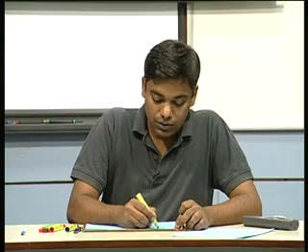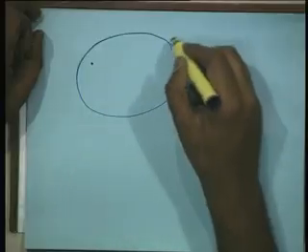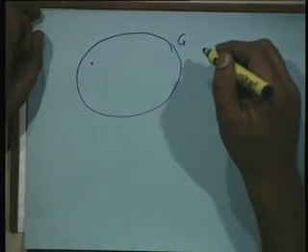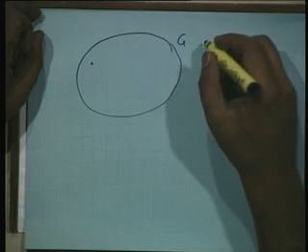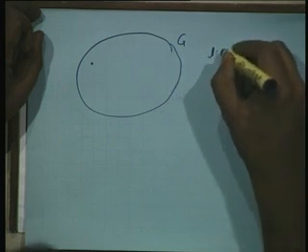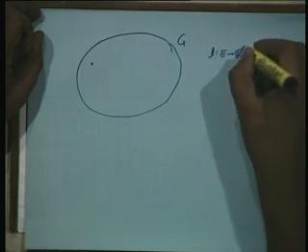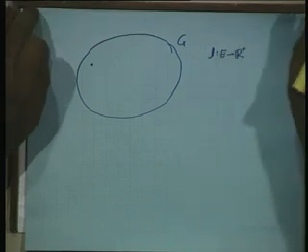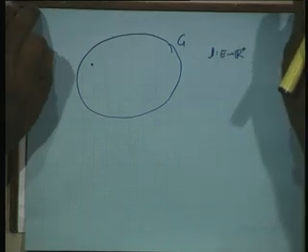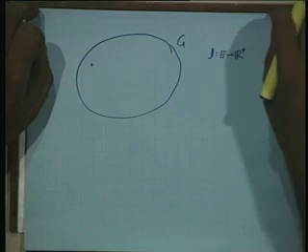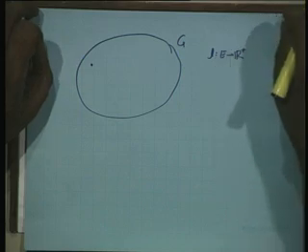We are given a source vertex, we are given a graph, and you are given a length function on the edges, which are non-negative. You can have 0 edge lengths, but you cannot have a negative edge length, that is important and we will see why.